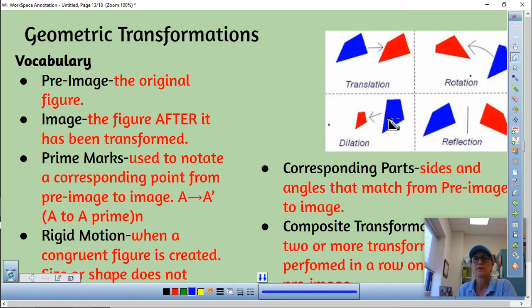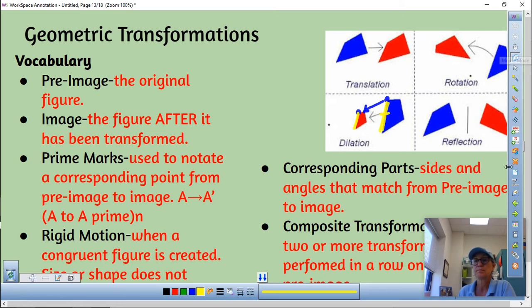Corresponding parts, very quickly, corresponding parts. On the pre-image here, that vertex or that angle, once I dilate this thing and shrink it down, is this one. So these are corresponding angles. And this line here, this side rather, I shrink it down and it's now this side. Those are corresponding sides. So that idea is pretty important.